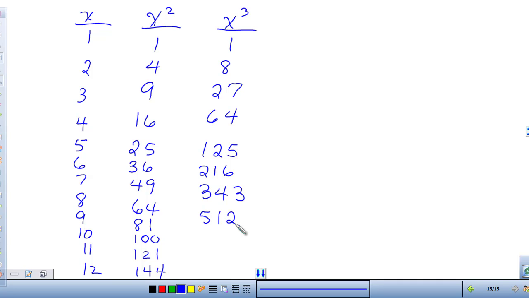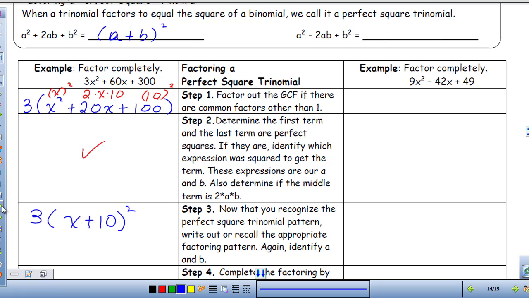Going back, we were looking at factoring 9x squared minus 42x plus 49. First, we look for common factors. Do we have any? No, we don't have any common factors. Then we check to see if we have any perfect squares at the beginning and end. Yes. 9x squared we could think of as 3x squared, and 49 is 7 squared. In the middle, do we have 2 times 3x times 7? Yes, that's 42x. So this fits the pattern.